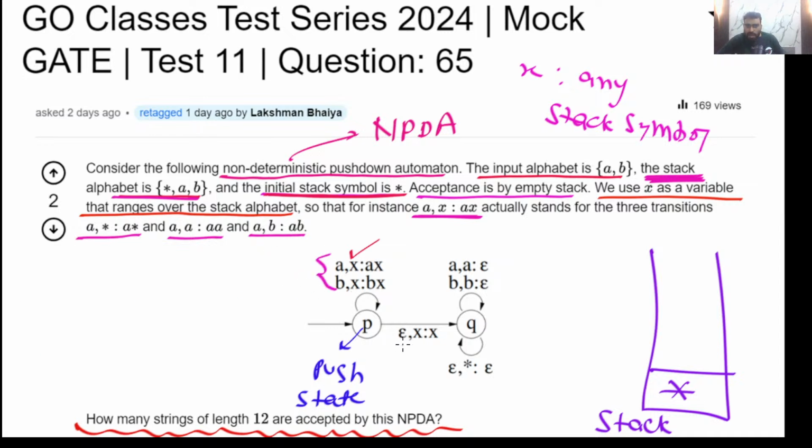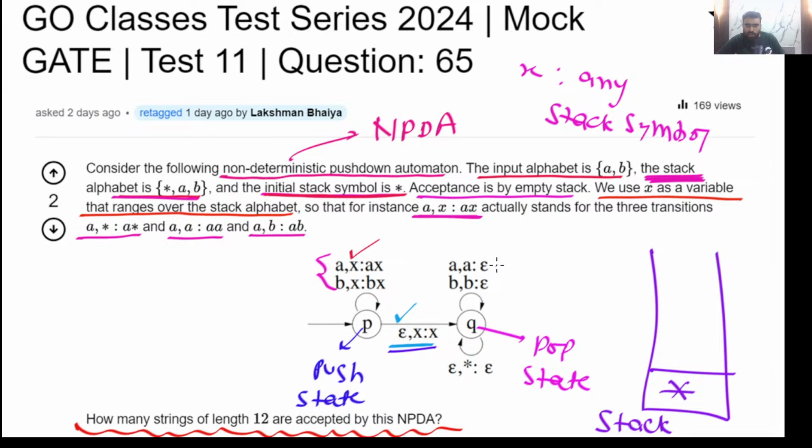Okay. Then after some time, without reading the input tape, and without changing the stack, you are going to the pop state. Yes or no? You are not reading the input, and you are not changing the stack. Okay, so you can see basically from the push state, you are jumping to the pop state.